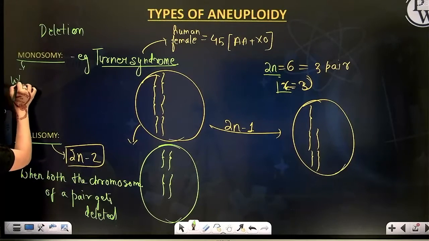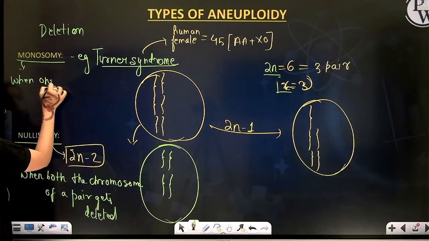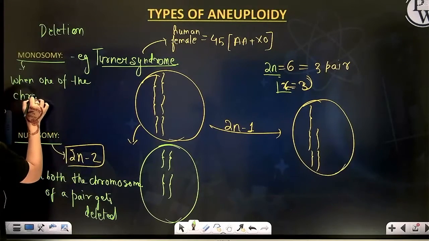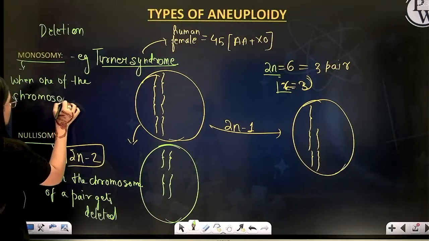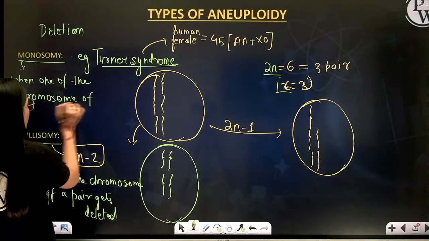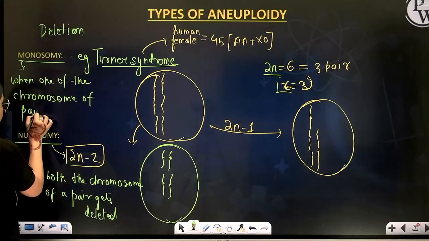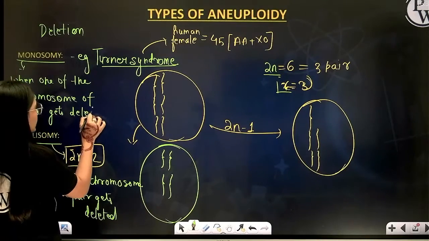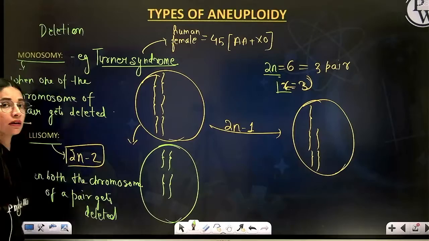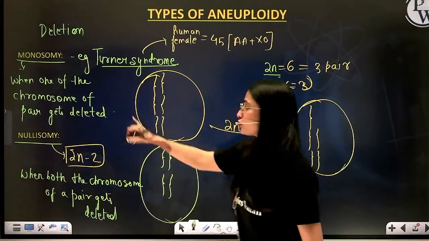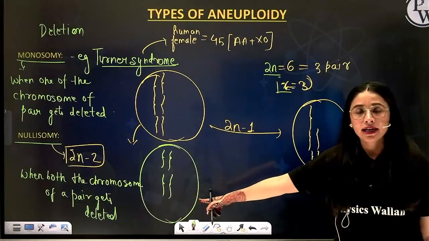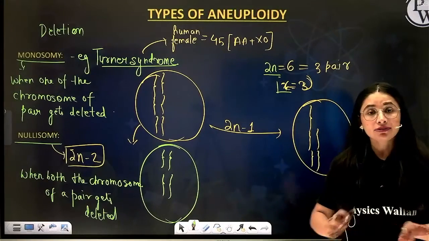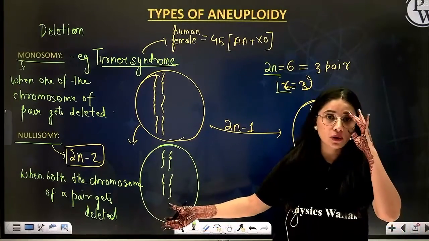Monosomy means when one of the chromosome of the pair gets deleted. Tick. So this is known as monosomy, and nullisomy is the condition which I have shown in you the second diagram. Now this is about deletion type of aneuploidy.